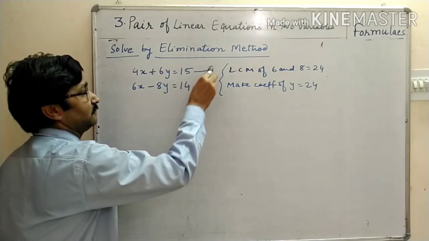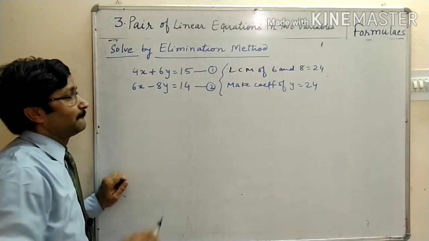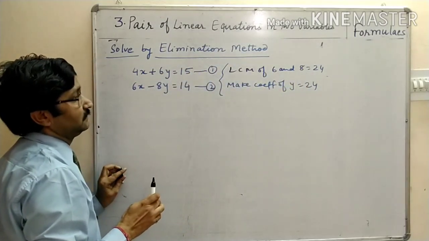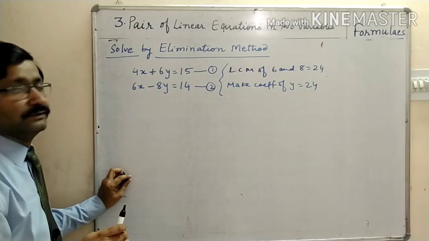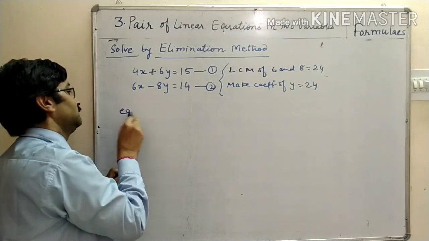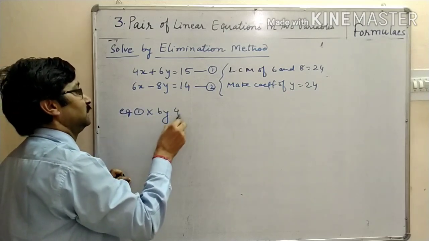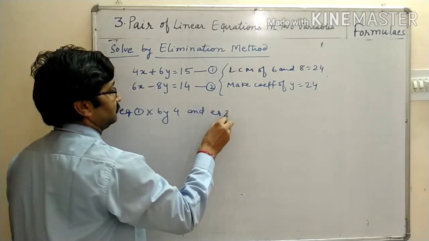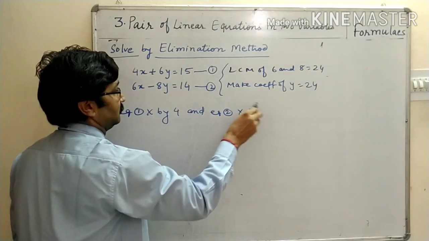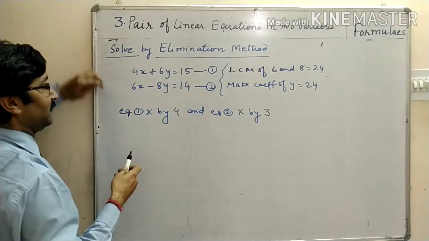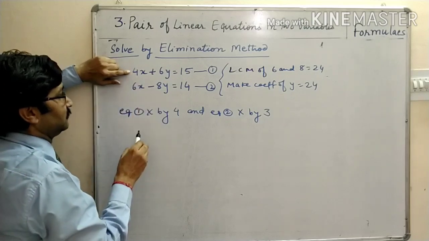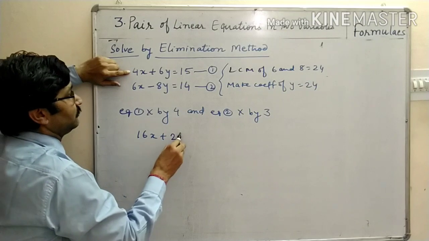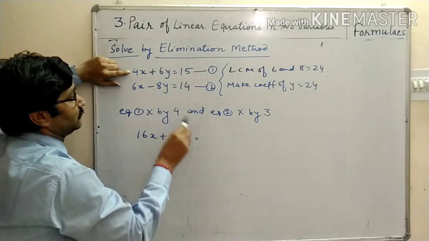For that, you have to multiply equations 1 and 2 by some numbers. 6 has to become 24, so 6 times 4 is 24. So multiply equation 1 by 4. And 8 times 3 is 24, so multiply equation 2 by 3. Okay, what do we get when we multiply? Look here, multiply this by 4: 4 times 4 is 16x plus 4 times 6 is 24y equal to 15, 4 times 15 is 60.